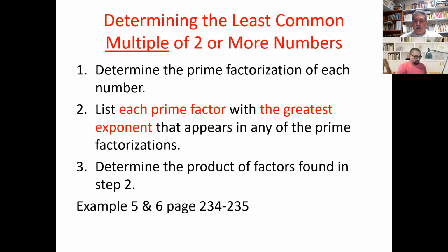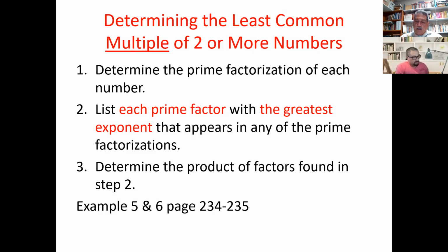One example of how this can be used in a real world problem is example number 6. It says a movie theater runs its film continuously. One movie runs for 80 minutes, and a second one runs for 120 minutes. If both movies start at 4 p.m., when will the movies begin again at the same time? Because they have different lengths, but at some time in the future both of them will start at the same time. We want to find that. In other words, we want to find the least common multiple.